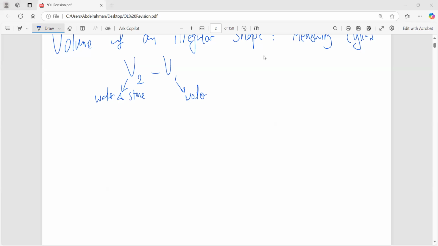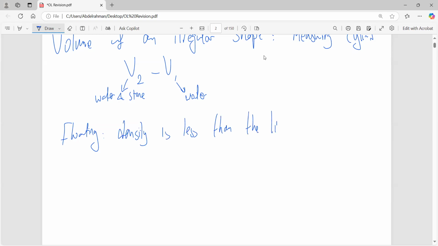Okay, so if I have a floating object, what do I mean by floating? Whenever he talks about floating, when I have a piece of wood or a piece of foam, something that's floating on the surface of whatever liquid, doesn't have to be water, it means that the density of this object is less than the liquid. If the density is less than the liquid, what do we do?